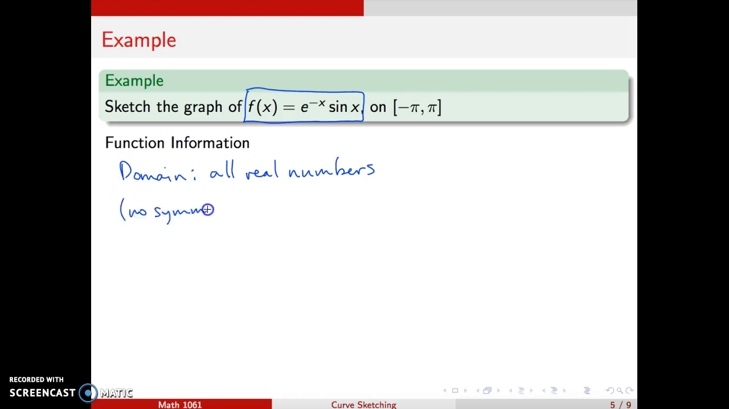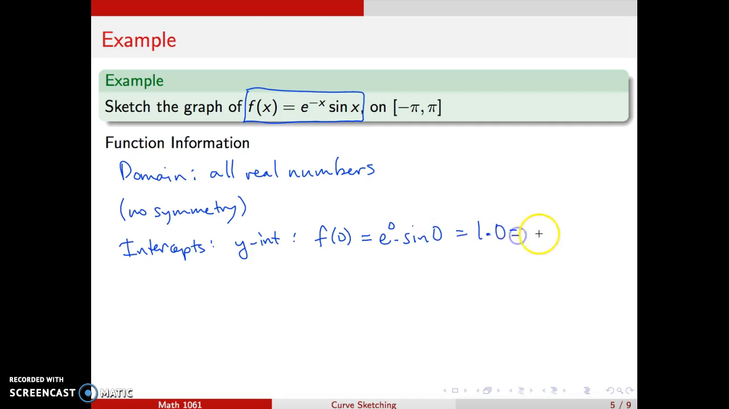This doesn't have any symmetry to it, at least the types that we usually would consider. It's not symmetric about an axis, and it's not symmetric about the origin. Intercepts. For the y-intercept, we would just need to evaluate f of 0, which is e to the 0 times sine of 0, which is 1 times 0, which is 0. So that's our y-intercept.